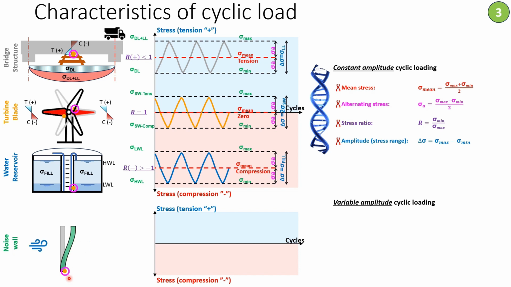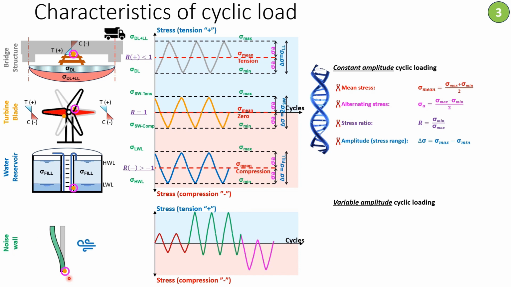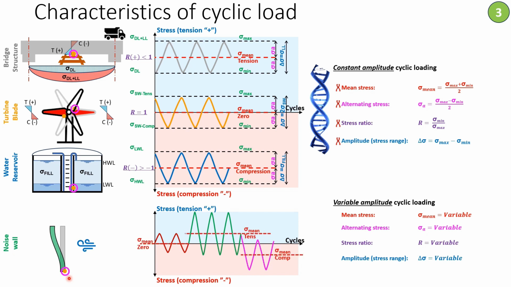The wind induced stresses are variable. They don't have fixed mean stresses. They don't have fixed alternating stresses. So we can see that the mean stress changes from zero to tension to compression along the number of cycles over which the wind load is happening. The amplitude and the number of cycles for each amplitude are different from time to time.